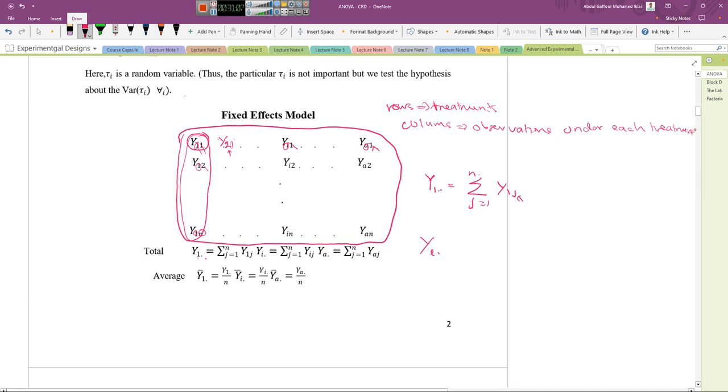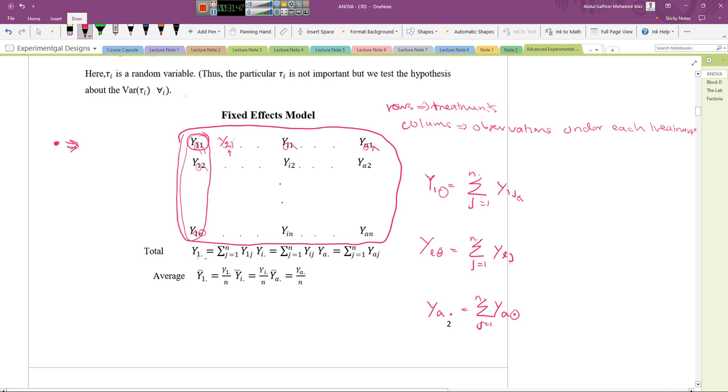So I dot means summation j is equal to 1 to n of y_ij, right? And for the last one I can write y_a dot is equal to summation j is equal to 1 to n of y_aj, right? So the a-th treatment, but we have to add all of them. If you put a dot here, this represents the total. Here you have to understand this, because without understanding, don't just memorize it.